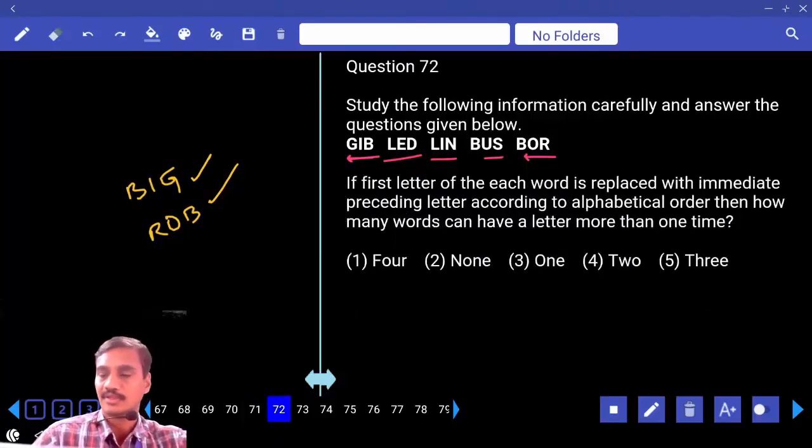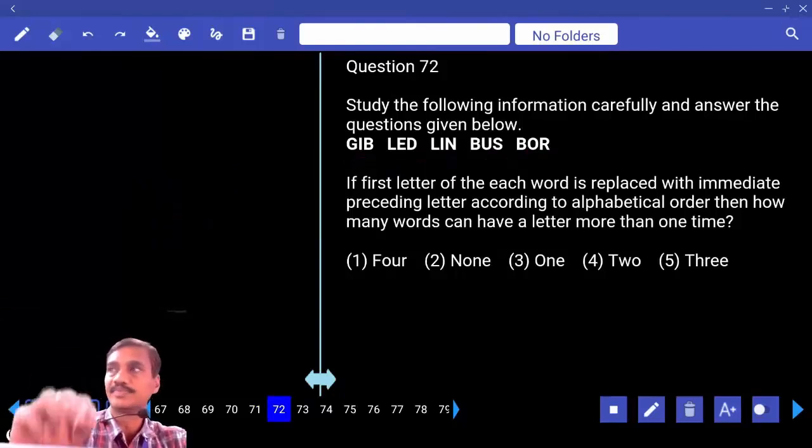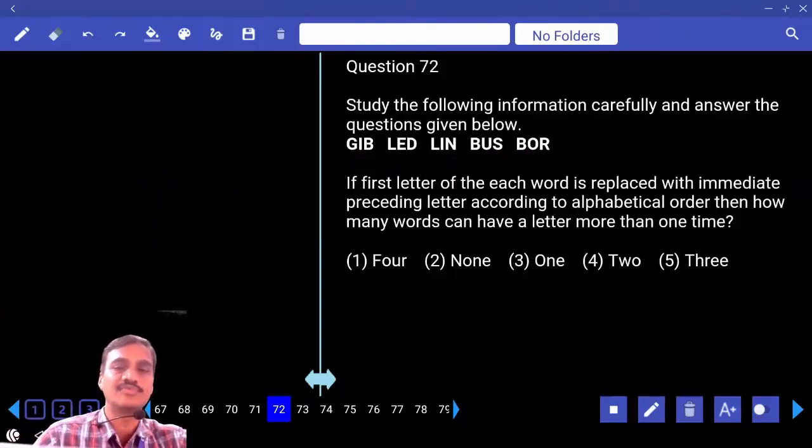Then 72. Now in 72, the first letter of each of the words is replaced with the immediate preceding letter. Preceding letter means -1. First letter -1. G -1 is what? F. L -1 is K.